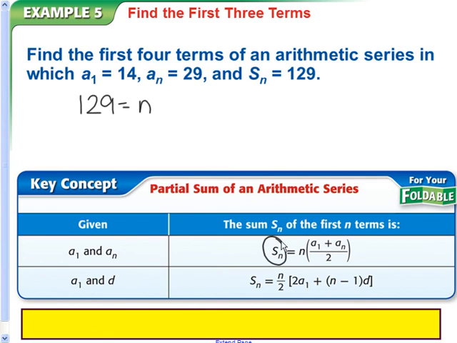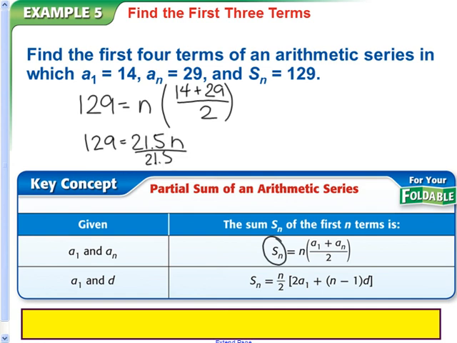Equals, I don't know how many n's there are, how many numbers there are, but I can tell you that 14 is our first term and 29 is our last term. Always divide by 2. Okay, let's do 14 plus 29, and then take that answer, divide by 2, get 21.5. So 129 equals 21.5 n. Divide both sides by 21.5. And I did something wrong. Let me retype that in. I get 6. So that means that I've got 6 numbers I need to write out.